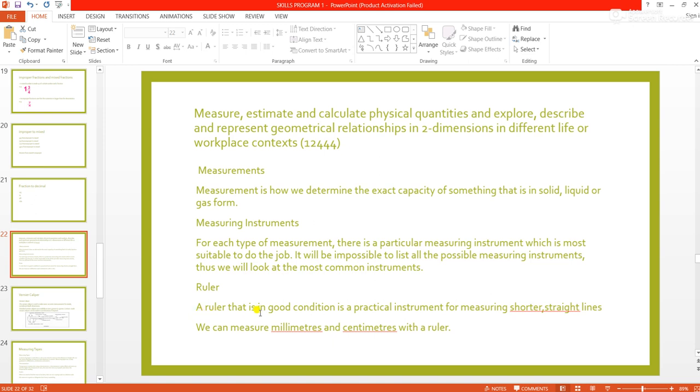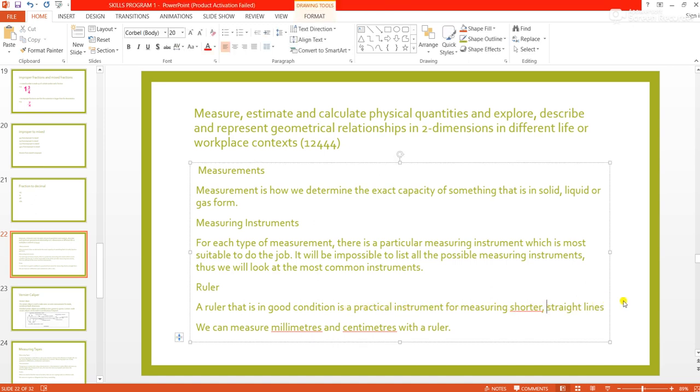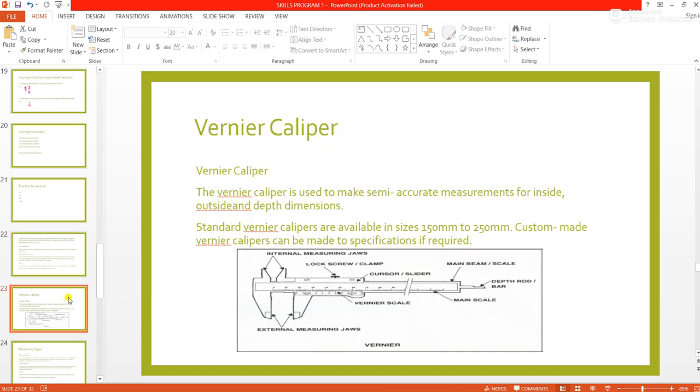A ruler that is in good condition is a practical instrument for measuring shorter, straighter lines. We can measure millimeters and centimeters with a ruler. We know the functions of a ruler. In opposite directions, on one side we've got centimeters, on the other side we've got millimeters. So these measuring instruments, one of them is a ruler.